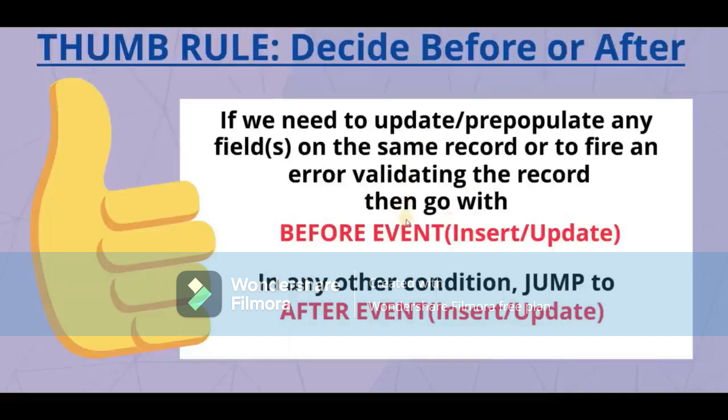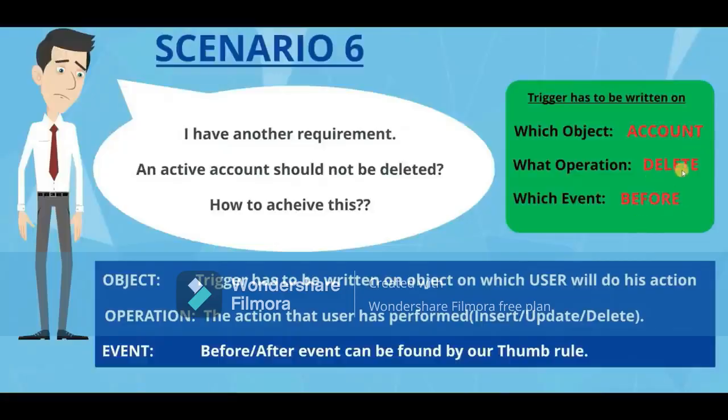This thumb rule will also help for the scenario which QBI has just asked. So if we need to update or pre-populate any field on the same record, or to fire an error validating that record, then go with the before event. In our scenario, we need to fire an error if it is an active account, right? So we need to fire an error. In this case, we need to select the before event as per the thumb rule. Hence, the conclusion is we need to write a trigger on Account on the before delete event.